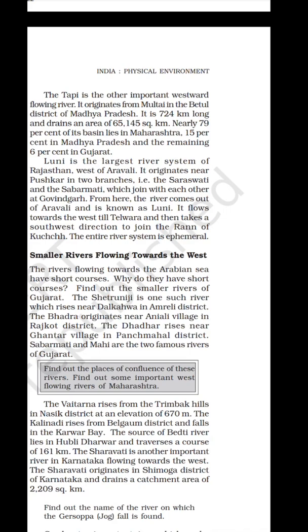The Sharavati is another important river in Karnataka flowing towards the west. The Sharavati originates in Shimoga district of Karnataka and drains a catchment area of 2209 square kilometers. Find out the name of the river on which the Gersoppa Jog Falls is found.